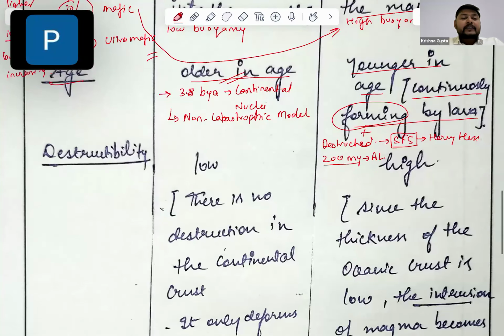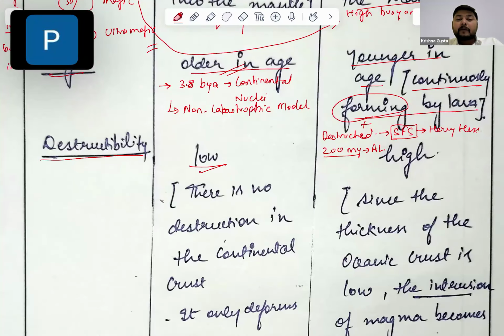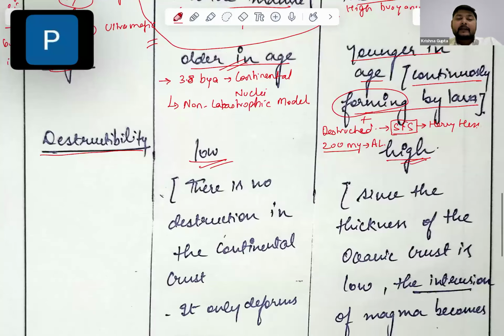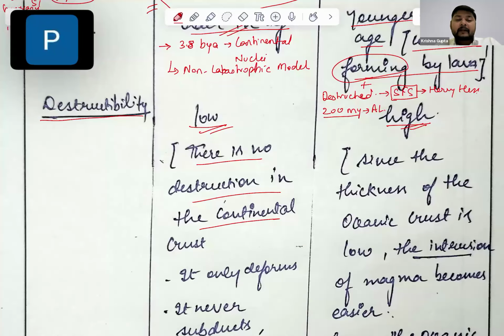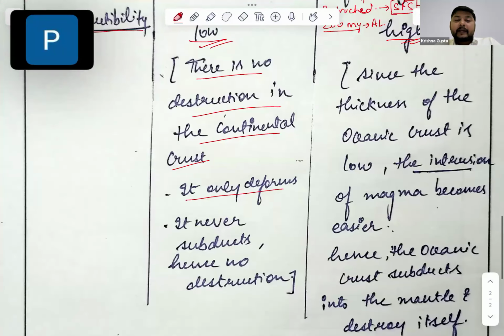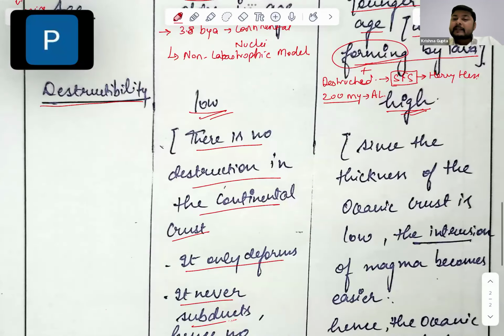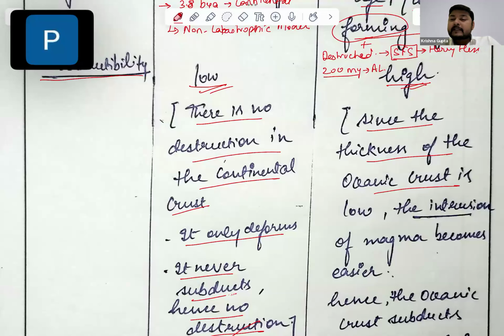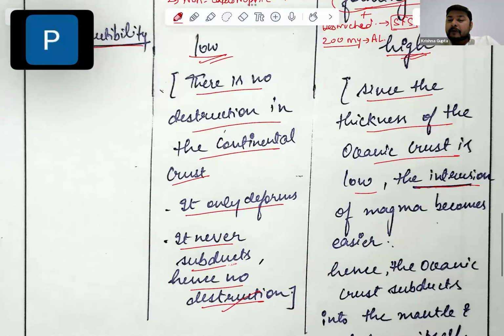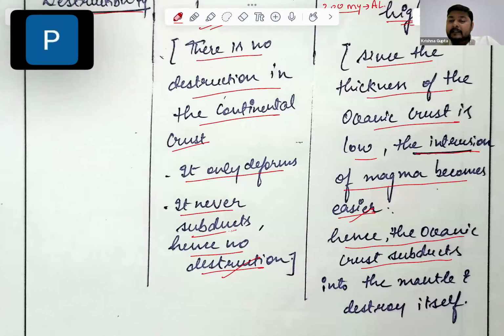Okay, then destructibility: it is low for the continental crust, and it is high for the oceanic crust. Very good. So there is no destruction in the continental crust. It only deforms, it never subducts and has no destruction. Since the thickness of the oceanic crust is low, the intrusion of magma becomes easier. Hence the oceanic crust subducts into the mantle and destroys itself.